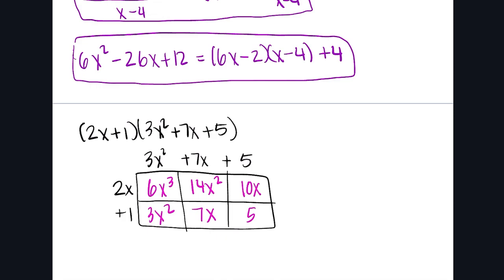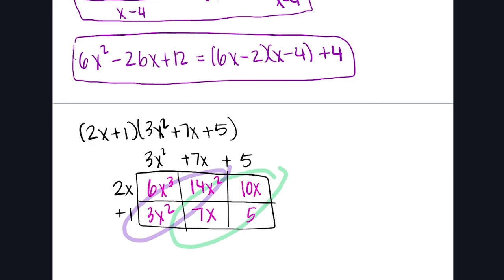Are there any questions with this method of multiplication? So where do you guys notice the like terms are located? So we look at my x squared. They're on the diagonal. The x's are on the diagonal. So these two are like terms. These two are like terms.